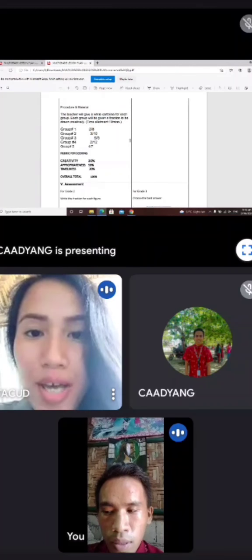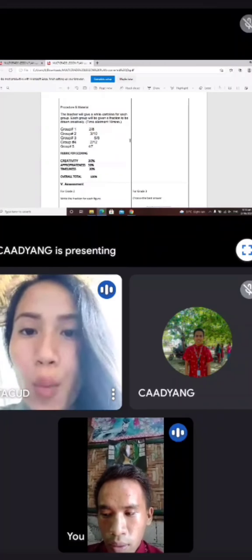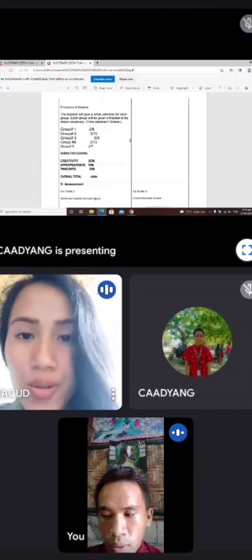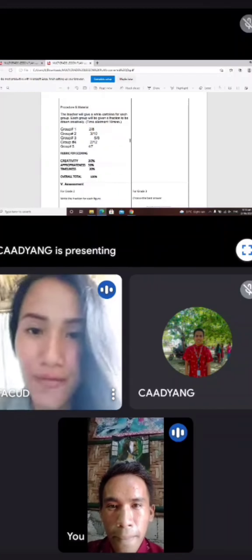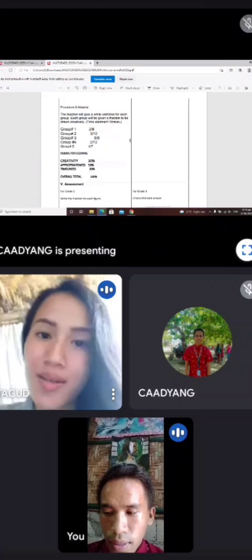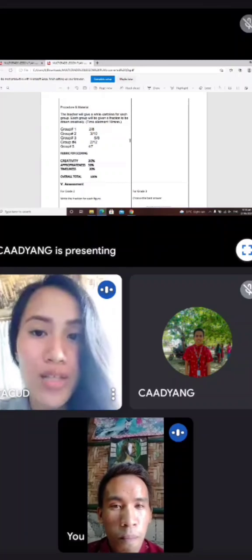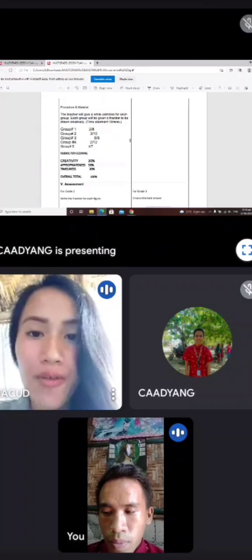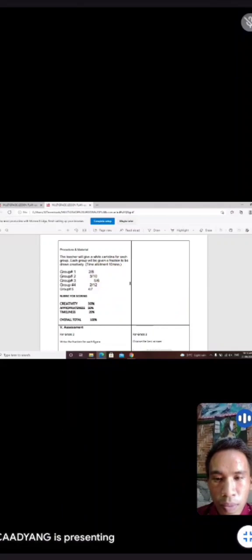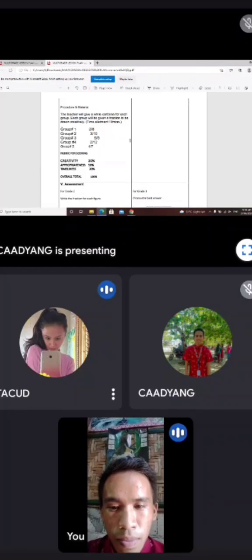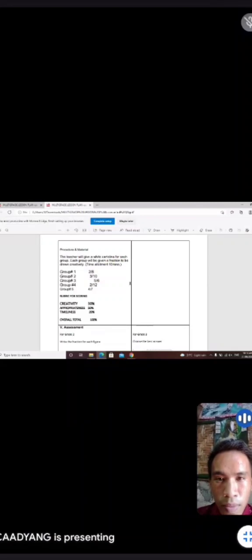So here's the procedure and the material. The teacher will give a white card to each group. Each group will be given a fraction to be drawn creatively. Time allotment is 10 minutes. For group number 1, 2/x. Group number 2, 3/10. Group number 3, 5/6. Group number 4, 2/12. Group number 5, 4/7. And this activity is collaborative learning in which the older ones are going to teach the younger ones.